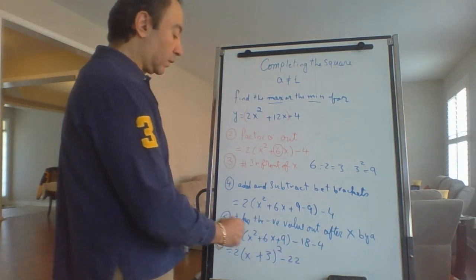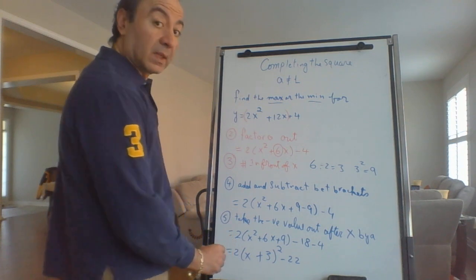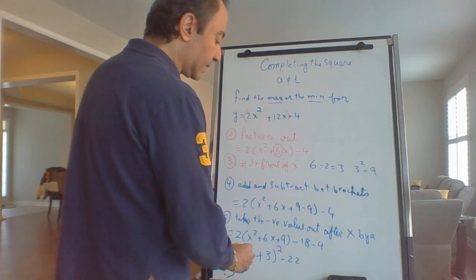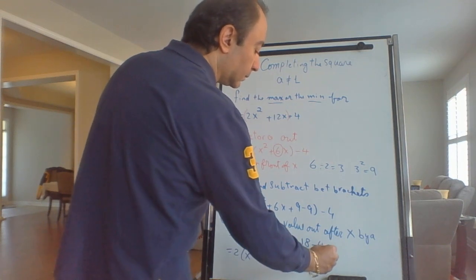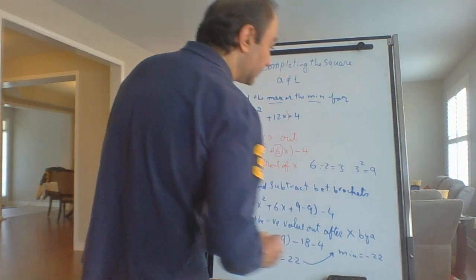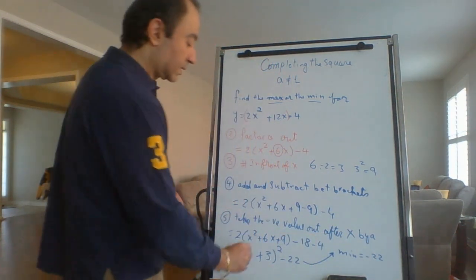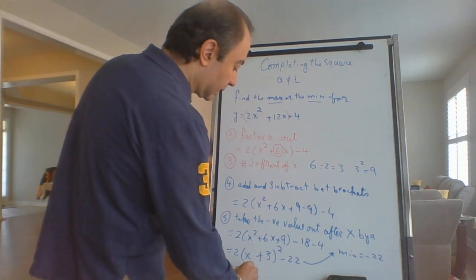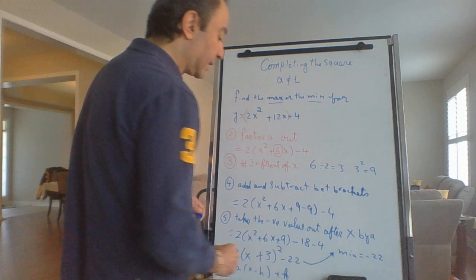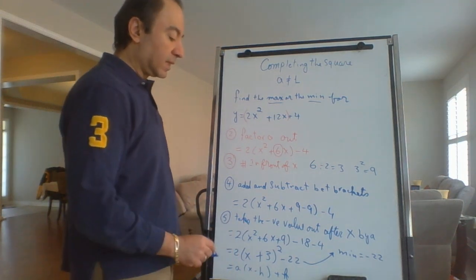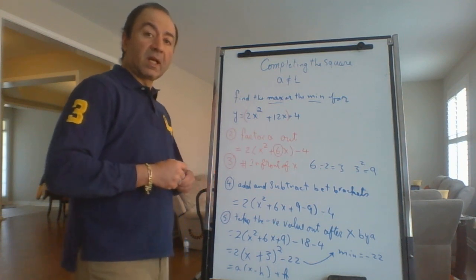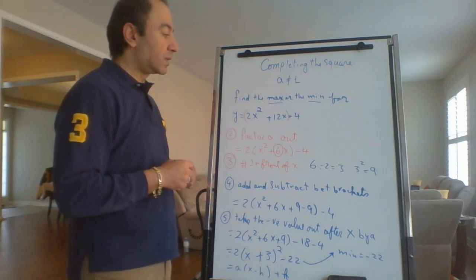Now, if you look at this, this is a parabola that opens up. So it has a minimum equals negative 22. Okay? This is in the form of a times (x minus h) squared plus k. So k is negative 22 and h is negative 3. Okay? Now let us say I want to sketch a graph for this parabola.